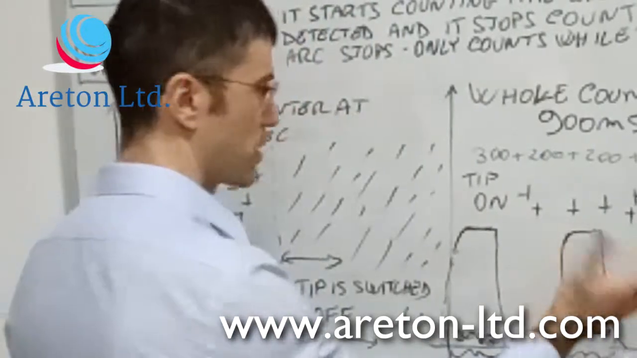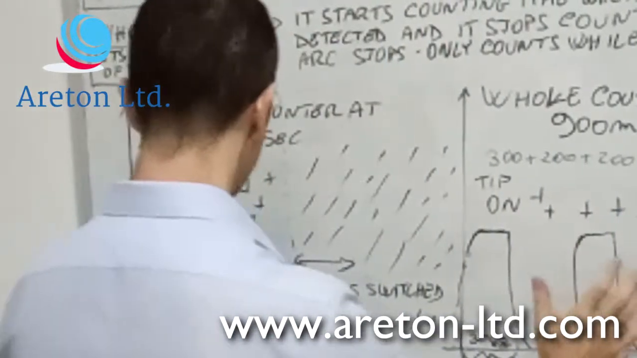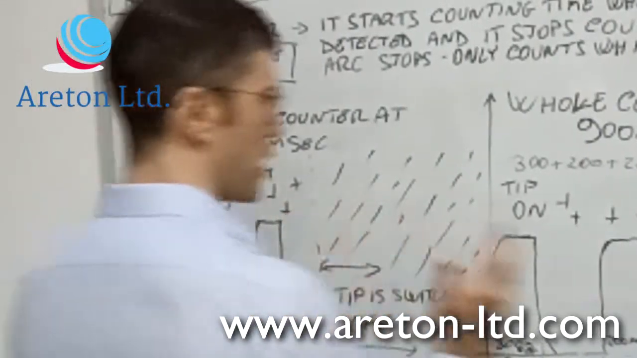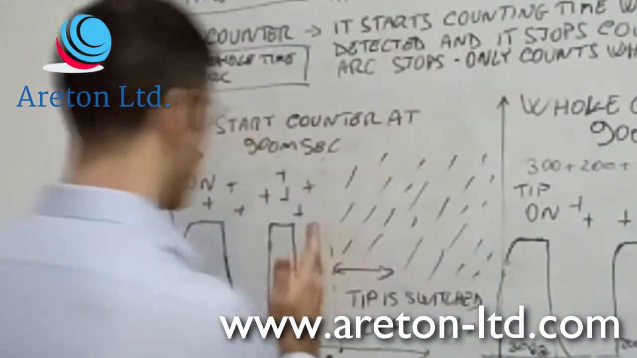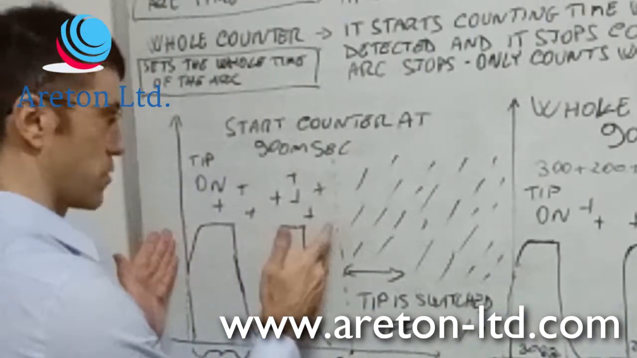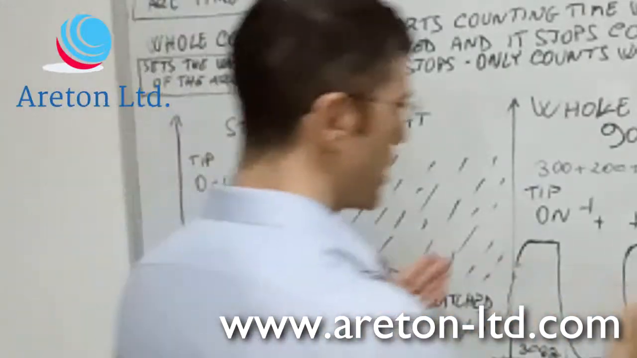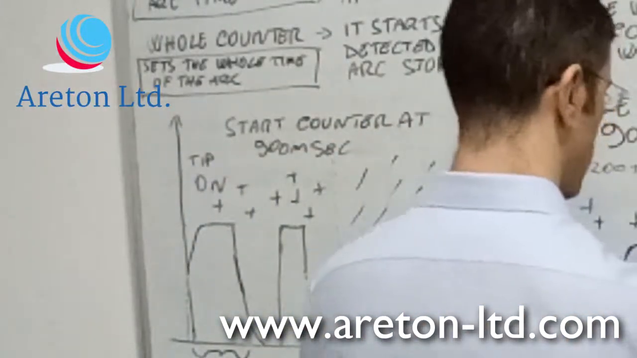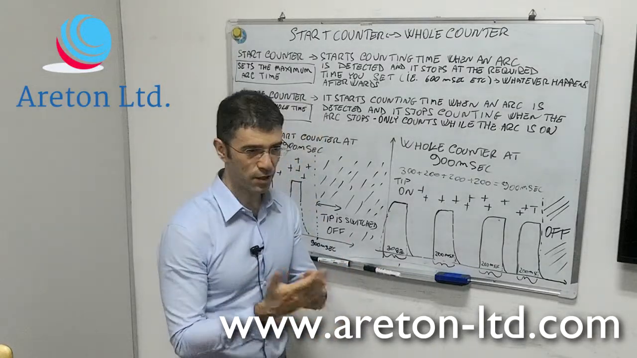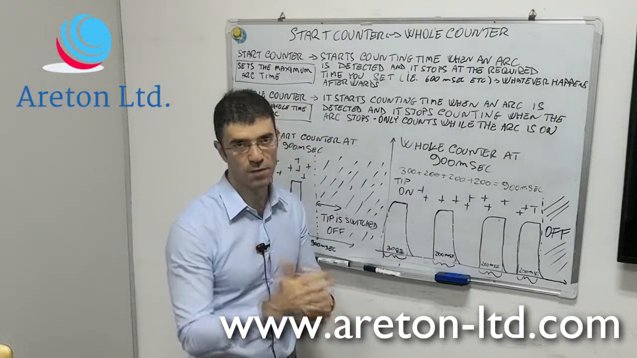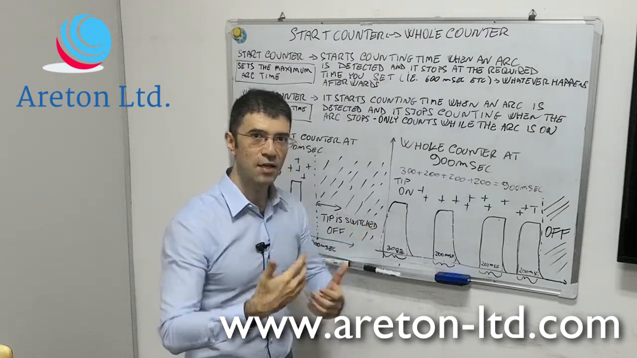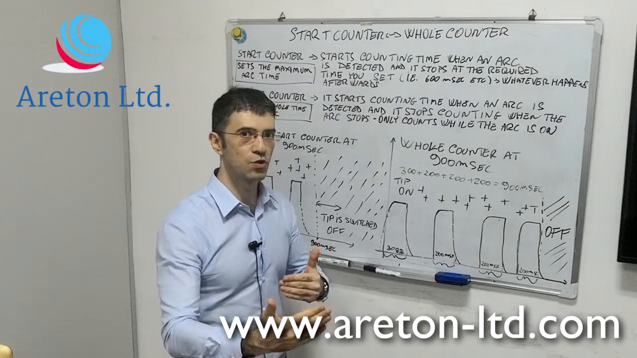See for example here, the main difference is that here the tip is on for a maximum of 900 milliseconds, and here it can be on for 3 seconds, 4 seconds, because the device is saying, okay, I'm counting an arc. Is it enough? No, it's not enough. It keeps the tip on. Is it enough? No. So it keeps counting the duration up until the maximum duration that you tell it to be.